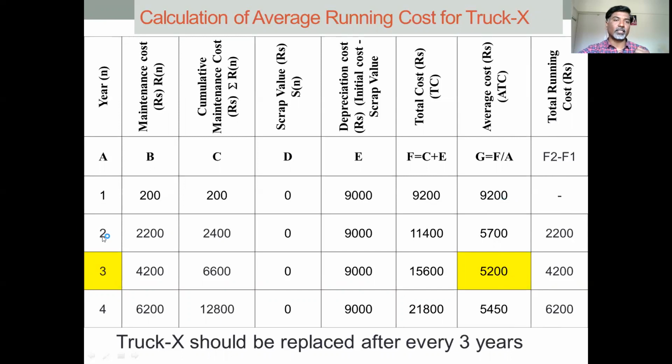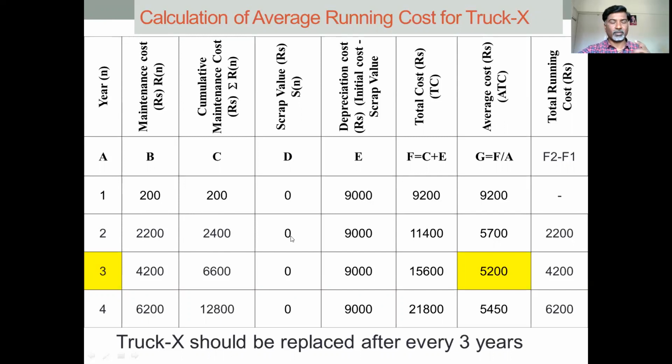For the second year, after the first year, every year the maintenance cost increases by 2,000 rupees. The previous year's cost was 200 rupees, so the second year cost will be 2,200 rupees. The cumulative cost will be the second year cost 2,200 rupees plus the first year cost 200. You can also calculate cumulative cost as cumulative cost for first year plus maintenance cost for second year. If you add these two values, you will get cumulative cost.